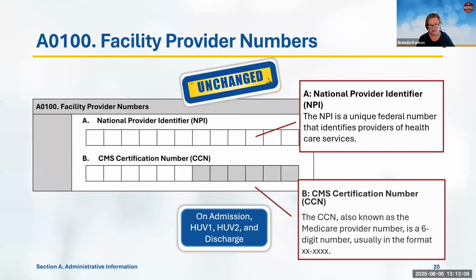So here is a screenshot of facility provider numbers, which is also an item that is unchanged. It will be included in the HOPE submission for all 4 time points. The facility provider numbers will identify the National Provider ID and the CMS certification number, or the CCN, and that lets CMS know which hospice this is.